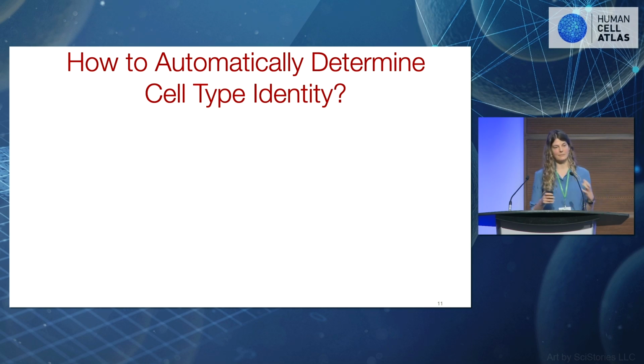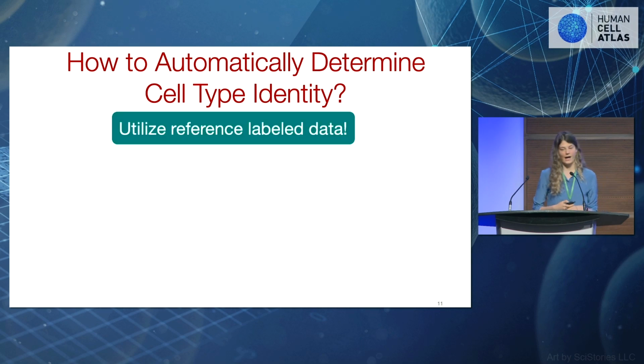While Mars is able to learn this embedding space that helps us differentiate these different cell types, the question is how can we automatically determine the cell type identity? How can we really minimize the human annotation effort put into annotating these data sets? The natural idea that first comes to mind is to utilize some reference label data and then use transfer learning to transfer annotations from one data set to another.